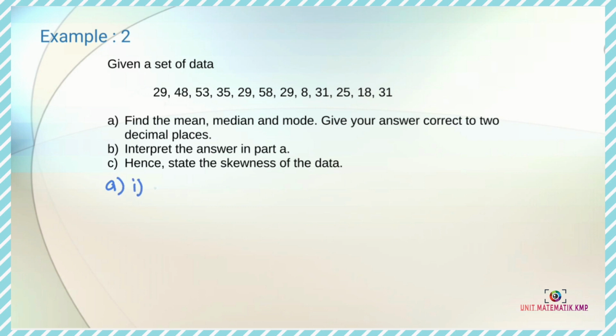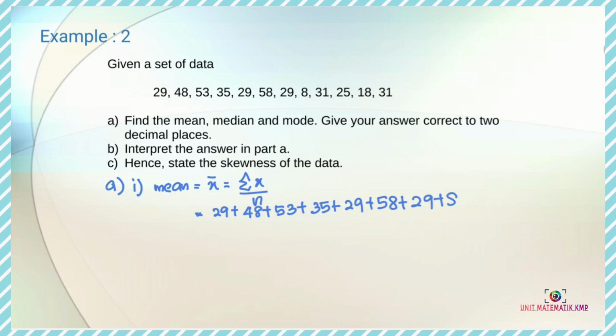Okay, for A1 mean, we can write in the symbol X bar, and the formula is summation of X over N. And here, the total of all the data given, 29 plus 48 plus 53 plus 35 plus 29 plus 58 plus 29 plus 8 plus 31 plus 25 plus 18, and the last one here is 31.